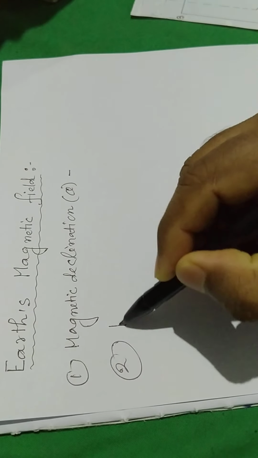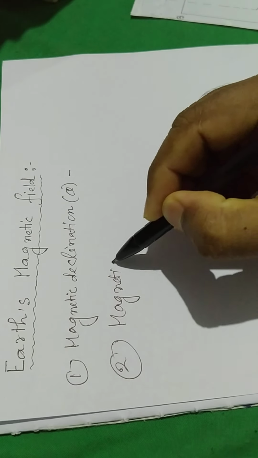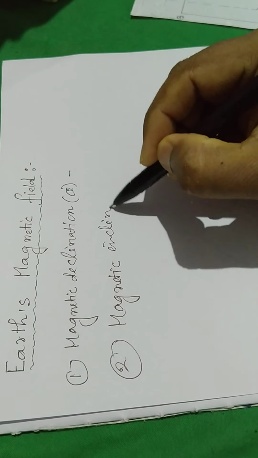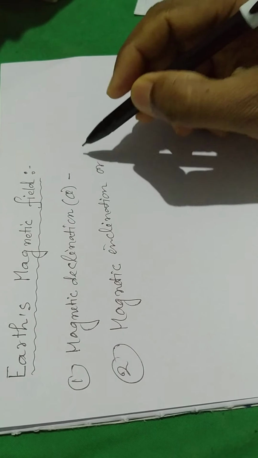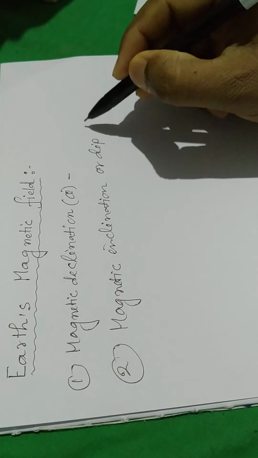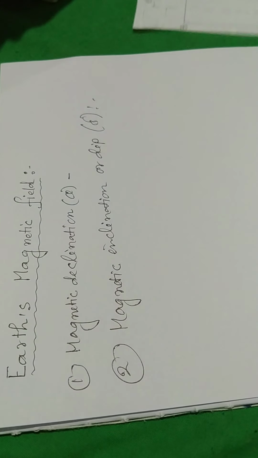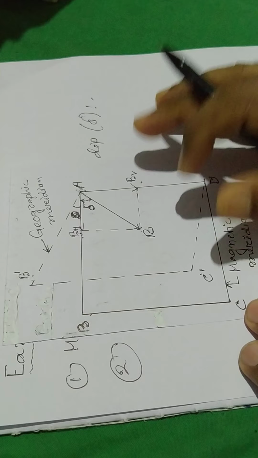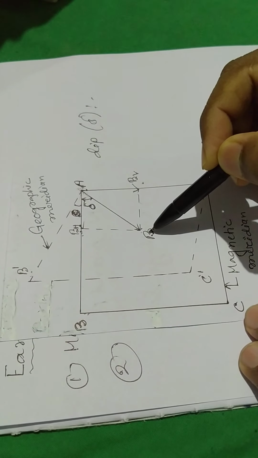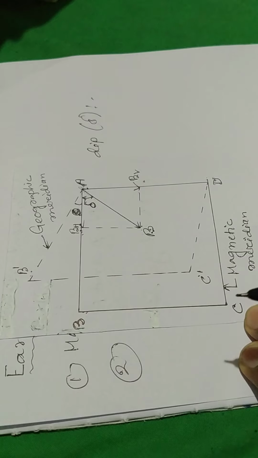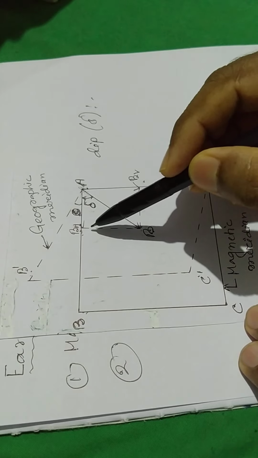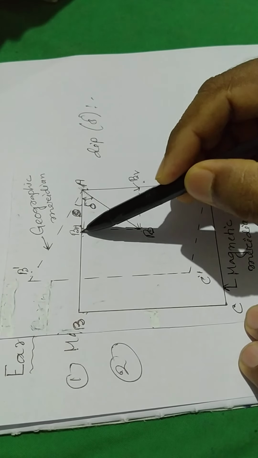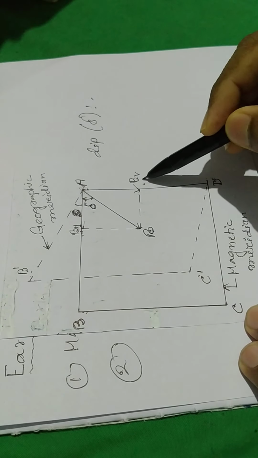Number 2, magnetic inclination or dip. Again you see the diagram. B is the Earth's total magnetic field. The Earth's total magnetic field is resolved into two components. One is BH, the horizontal component, and BV, the vertical component.